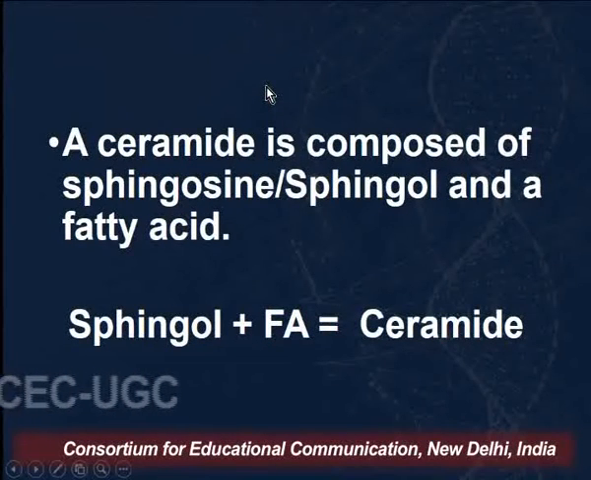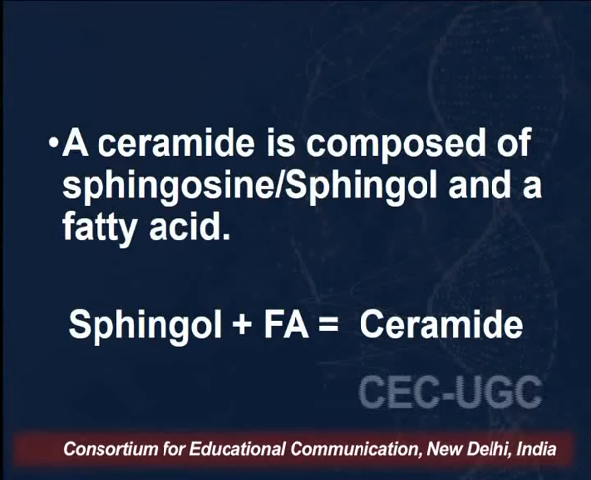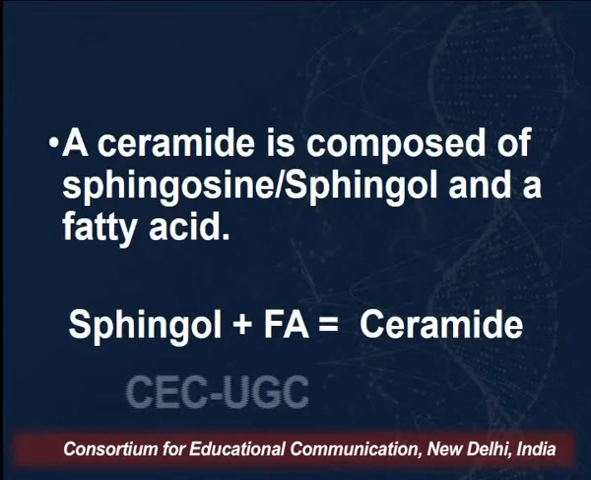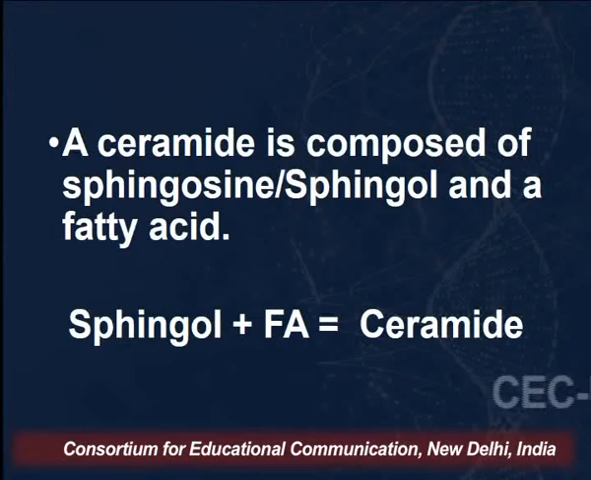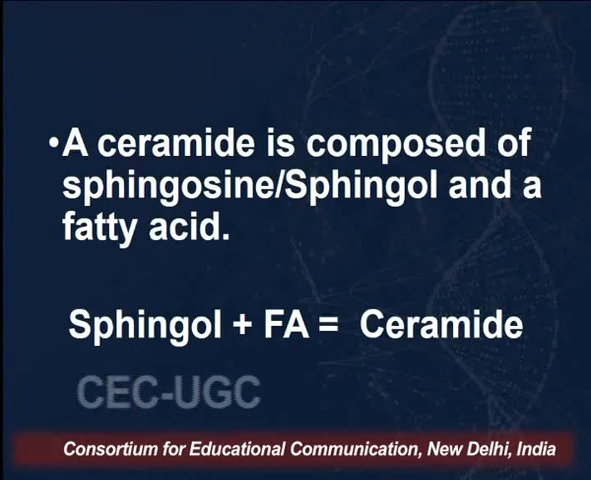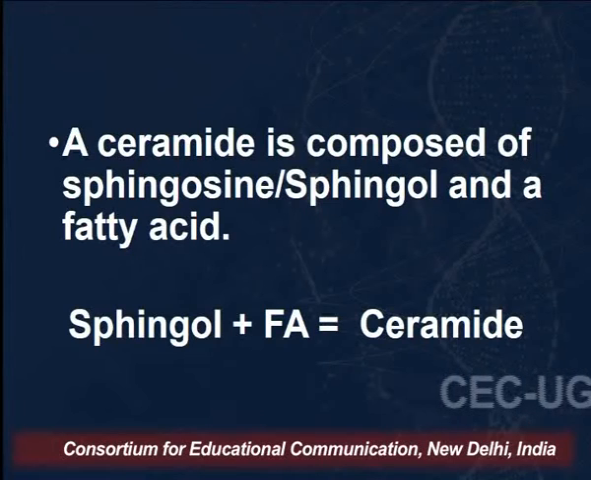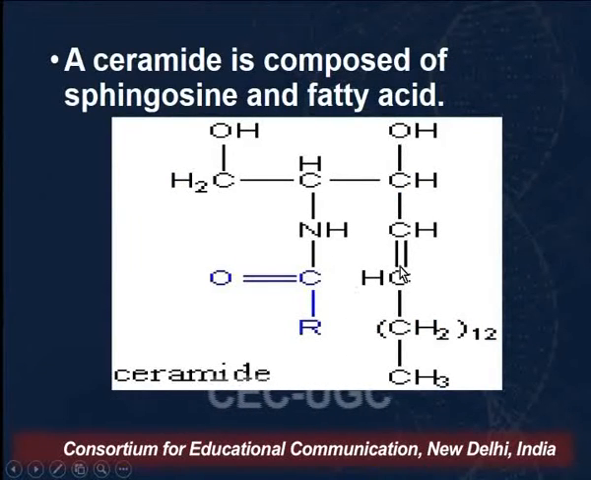So now what is ceramide? If you don't remember the structure, what you have to remember is that ceramide is a sphingosine, and at the second carbon you are going to make an amide linkage, and that will give you a ceramide. So what is a ceramide? Ceramide is sphingol plus fatty acid. Please remember, the fatty acid is at the second carbon, that is at the amide bond. So this is what a ceramide is.